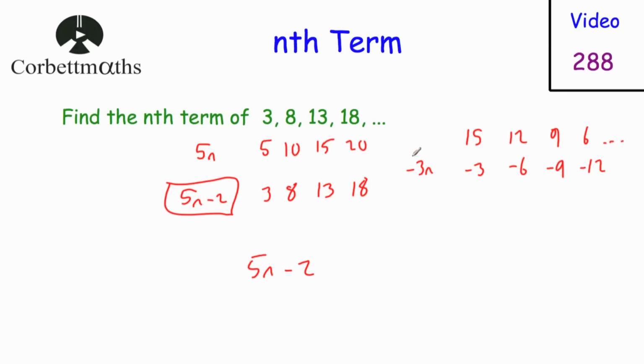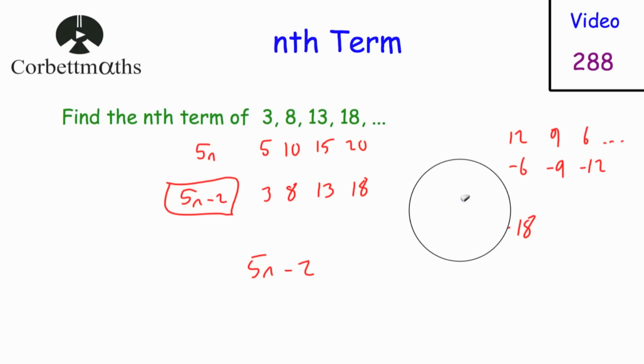But our sequence is not minus 3n. It's not minus 3, minus 6, minus 9, minus 12. Our sequence was 15, 12, 9, 6. To get from minus 3 to 15, we would have to add 18. To get from minus 6 to 12, we would have to add 18. To get from minus 9 to 9, we'd have to add 18, and so on. So that means our nth term for our sequence would be minus 3n plus 18. And let's just check it. Our first term is 15. Minus 3 times 1 is minus 3, plus 18 is 15, and so on. So that is our nth term for our sequence that is going down.